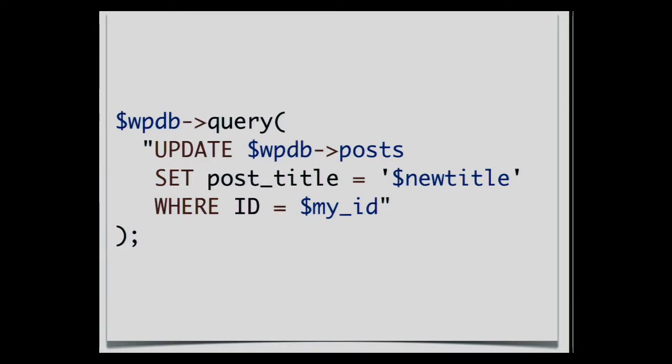So here is a normal or manual update query. We're updating the post table, and we're setting the post title where a certain condition is matched.